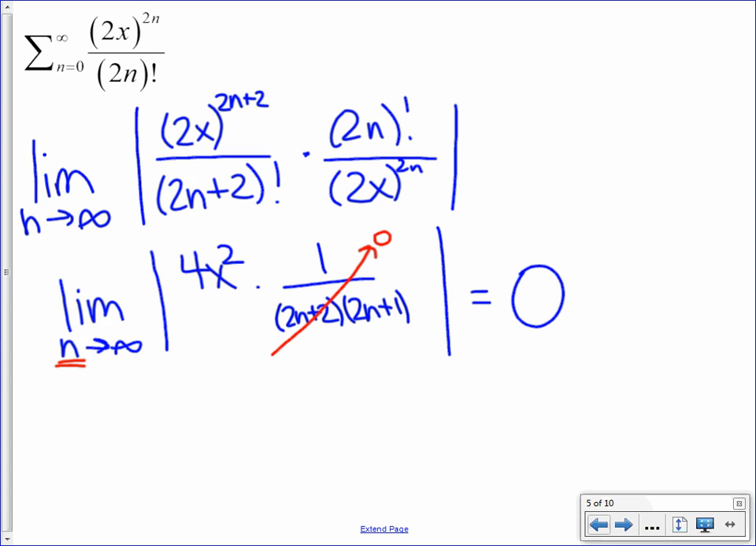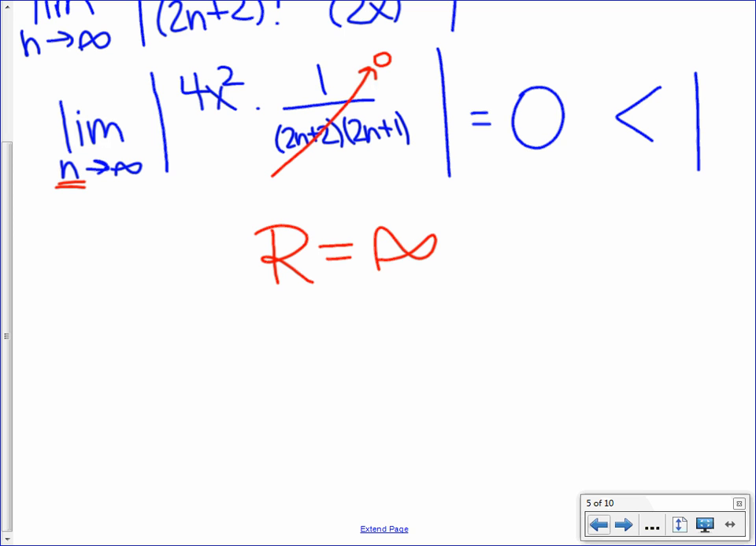This means our radius of convergence. Hold on. Let me sort this out. Yes. That's what had me panicking. I was like, wait, this isn't right. Okay. Is this less than 1? Always. So our radius is infinity, and our interval of convergence is all real numbers.